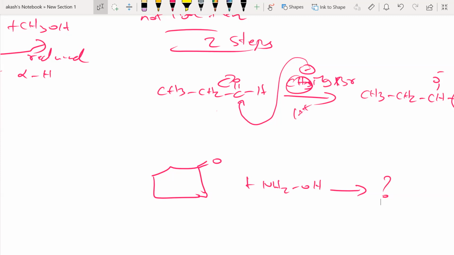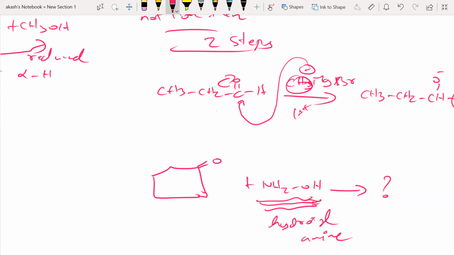Okay, first question. What is NH2OH called as? It has a name, right? Can someone tell me what is the name of this NH2OH? Okay, hydroxyl. Fine. Okay, good. It's called hydroxylamine, right? NH2OH is what is called as hydroxylamine.